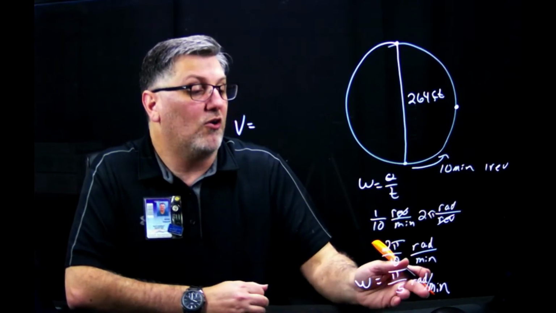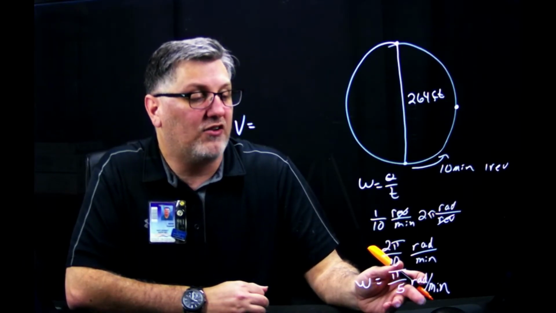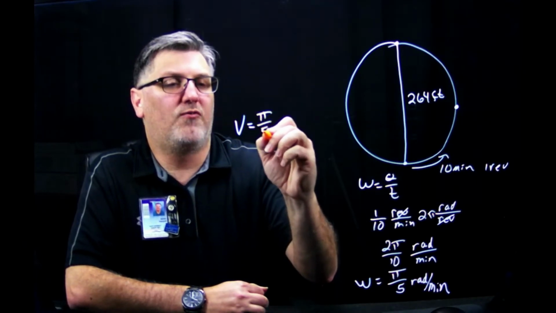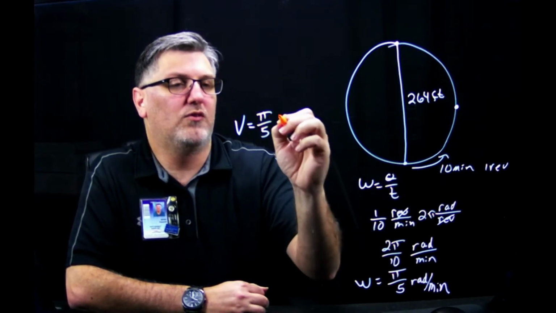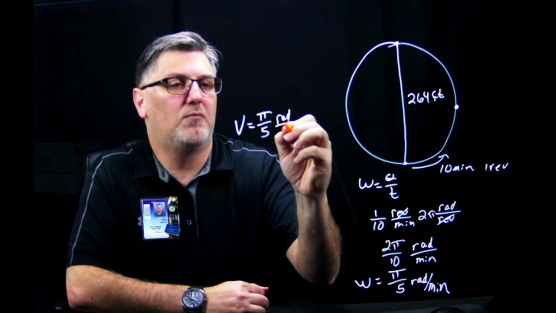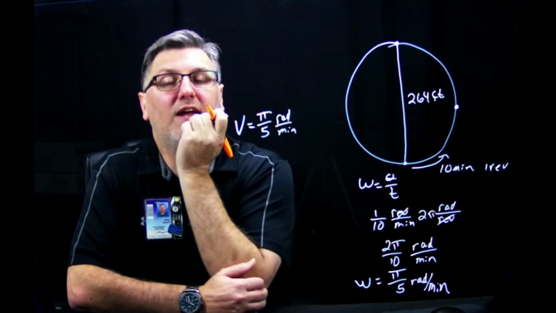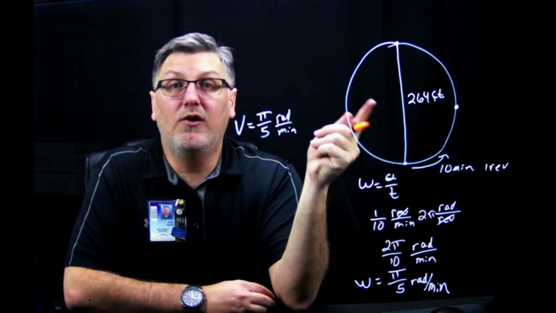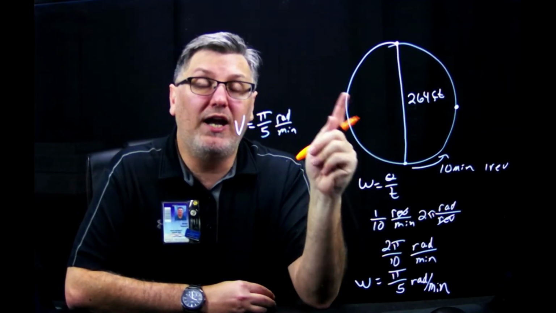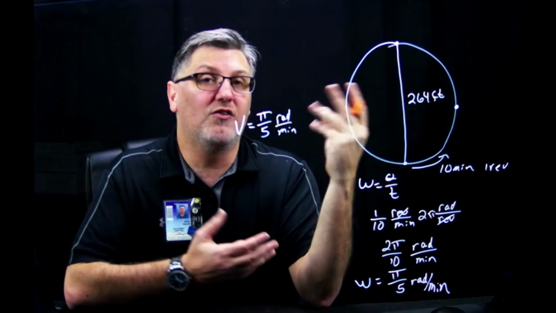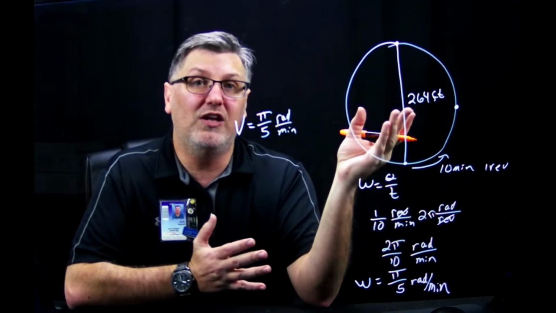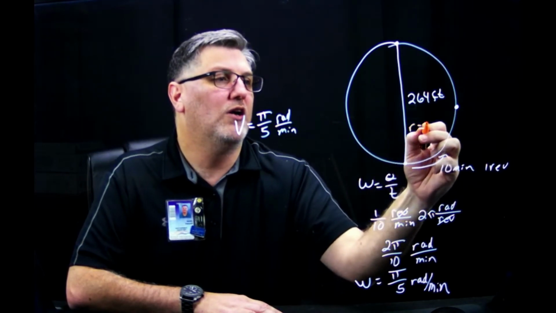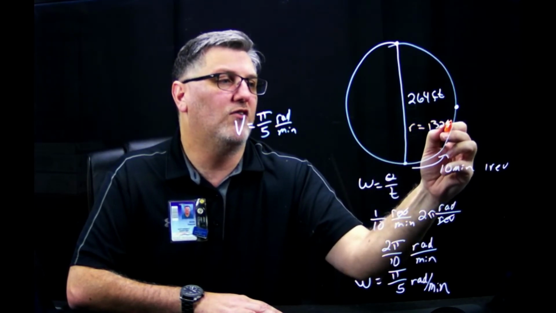All right, so what I'm going to do is take my angular velocity right here, pi over 5 radians per minute. Now I have to ask myself, what's a radian on this circle? Well, we learned earlier that 1 radian equals 1 radius. It doesn't matter how large the radius is, that's still going to be 1 radian. So the radius of the circle is 132 feet.